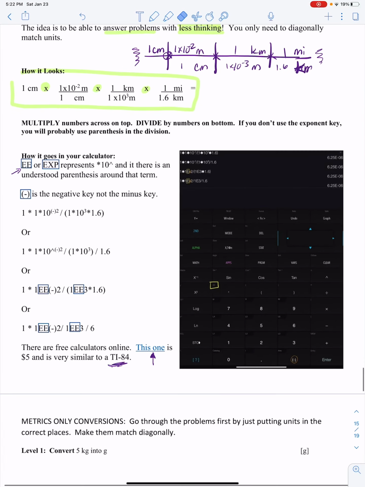What the E key does is it makes it so that you don't have to deal as much with parentheses when you have denominators. And it makes it so that you're typing in less things.